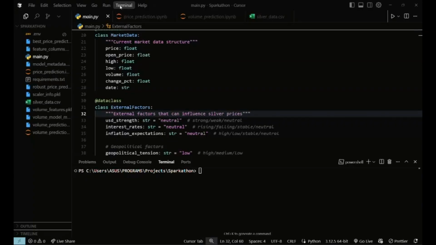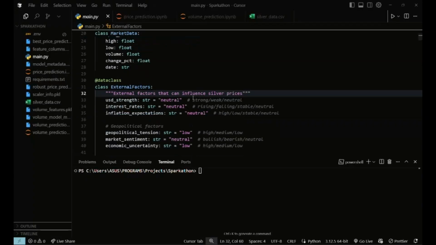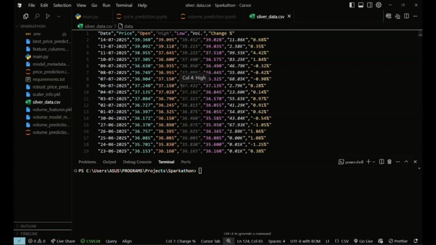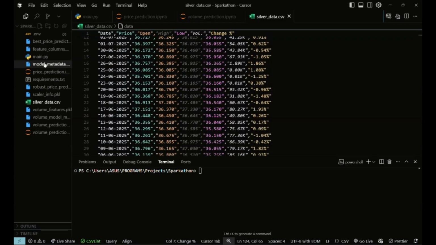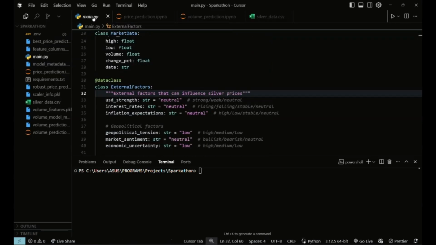Let's understand the functioning of the ML model. For the testing, we have selected the silver item for category, and here is the past 10-year data which we have used for the training. So the workflow is like that. The outcome is passed to the fine-tuned LLM with an external factor for the final outcome. So let me run this.